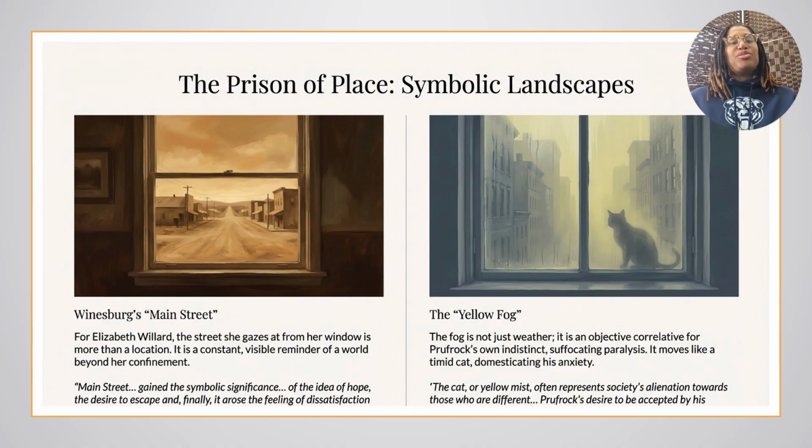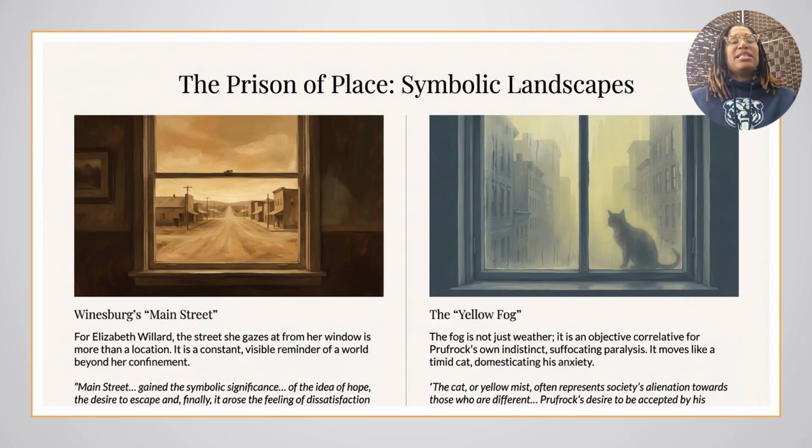Both texts use place as a psychological trap. The setting is not background, it becomes a visible symbol of what the character wants and what the character cannot reach. For Elizabeth Willard, the view of Winesburg's main street serves as a daily reminder of a larger life that feels just out of reach.